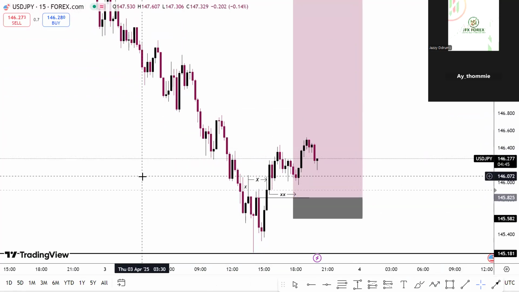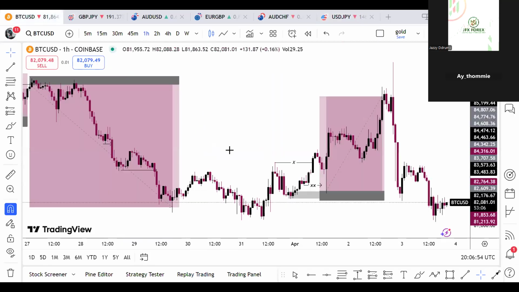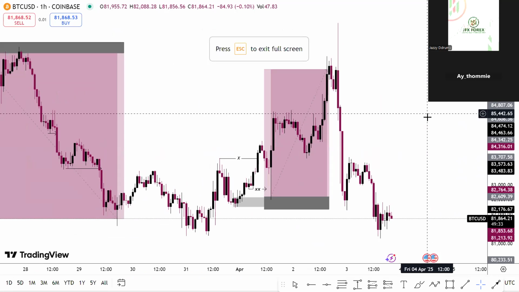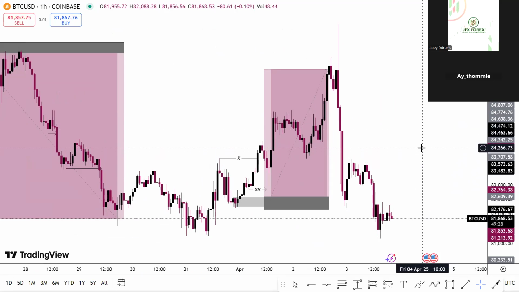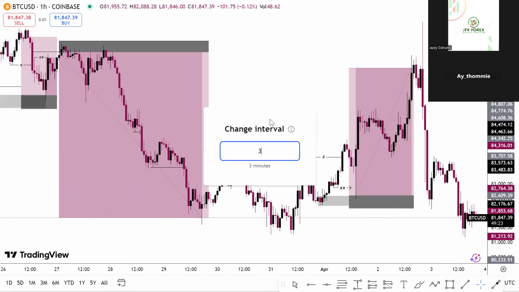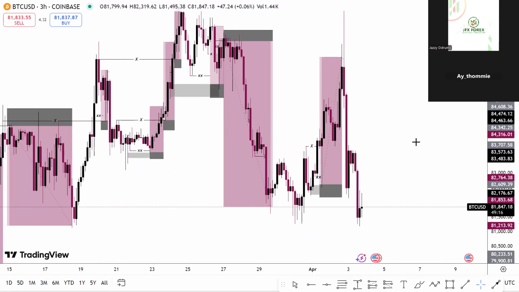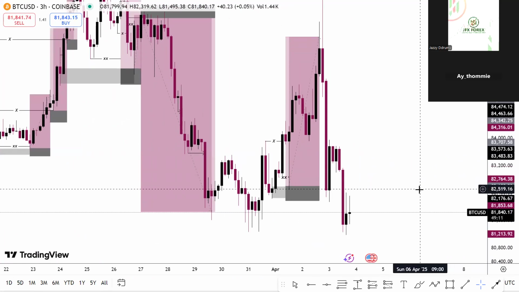Okay. Let's go to BTC. Can you see my chart? Yes, yes. It's showing BTC, the BTC 1 hour time frame. Okay, that's good. So let's go to 3 hours or any time frame for us to do some work together. Let's do 2 hours.